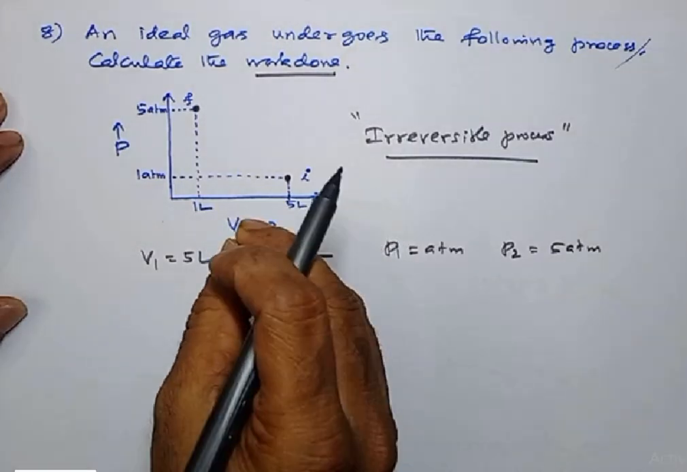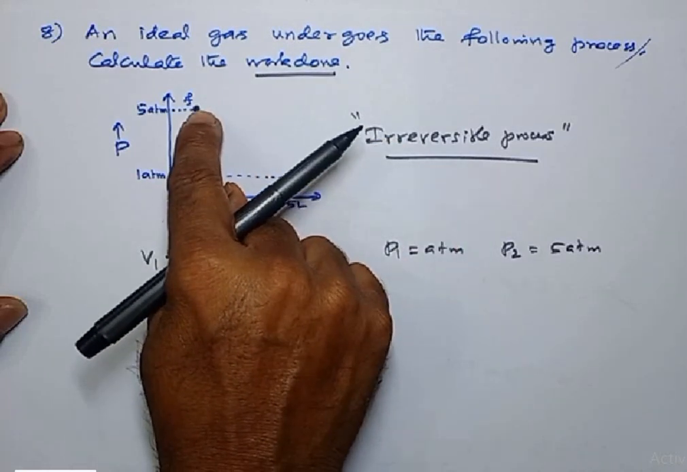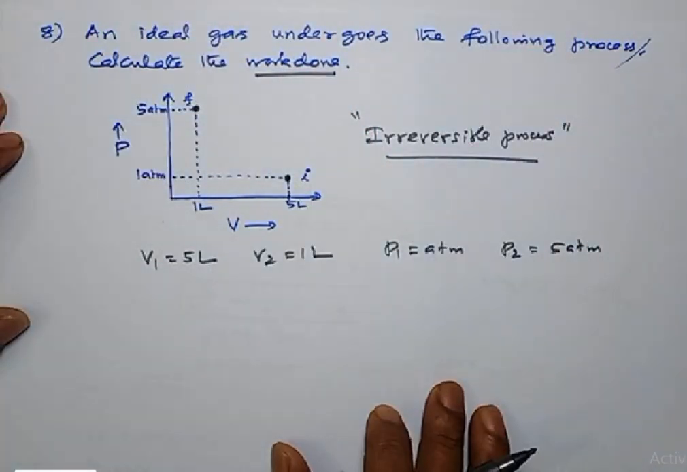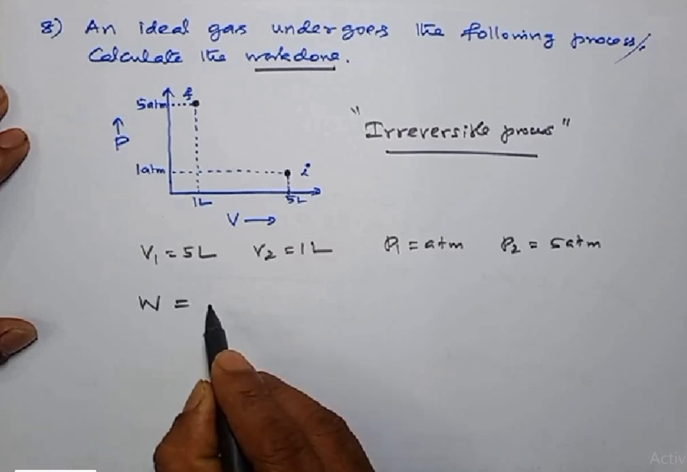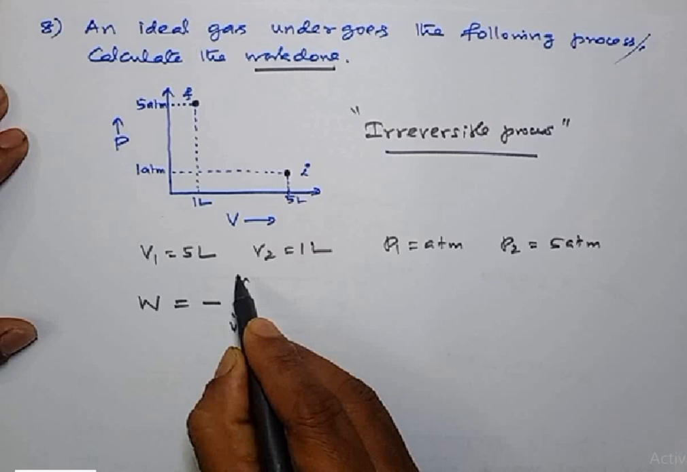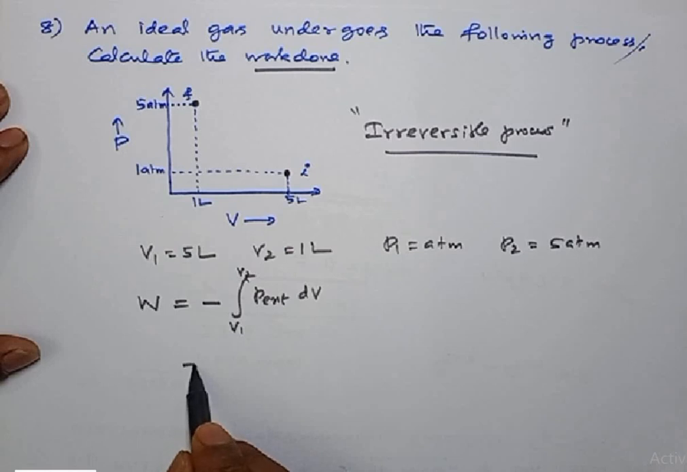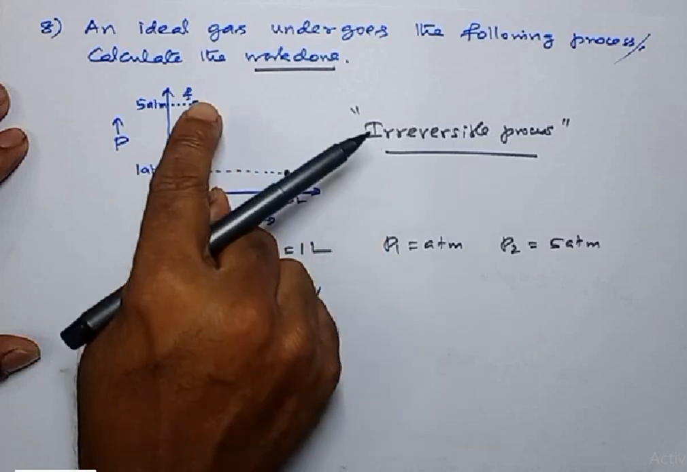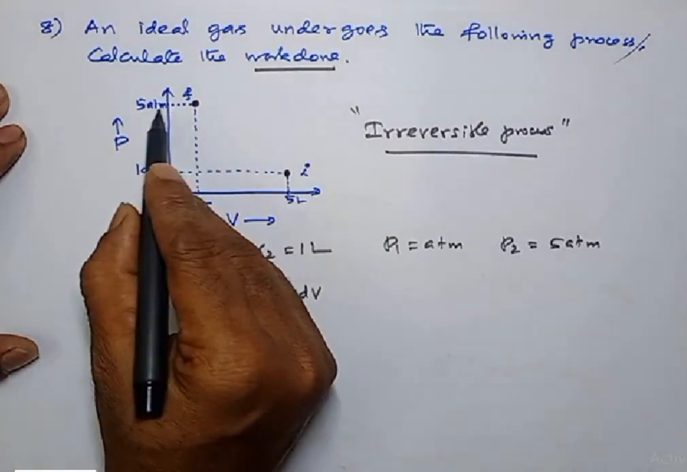And you know very well, during the irreversible expansion, the pressure at the final state is taken as the external pressure. Therefore, work done, the general formula for work done is minus integral V1 to V2 external pressure into change in volume. Now in this case, what is external pressure? Whenever irreversible expansion takes place, the final pressure is taken as the external pressure. So I'll take the final pressure as external pressure.